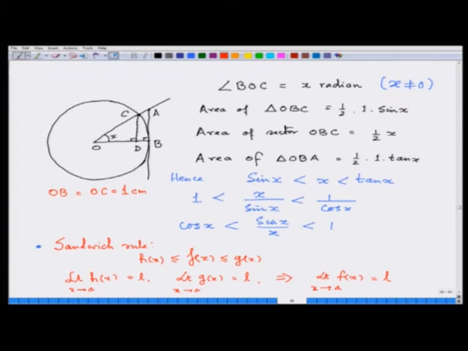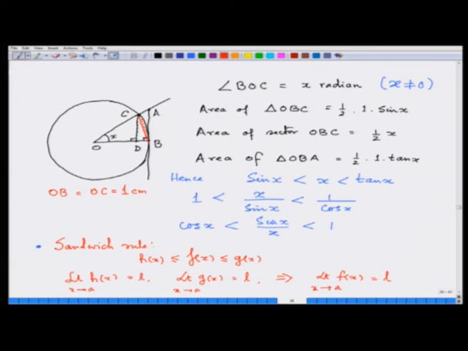Now I will calculate the angle OBC. Then I will calculate the circular sector OBC. The circular sector has this additional area, which is this one.